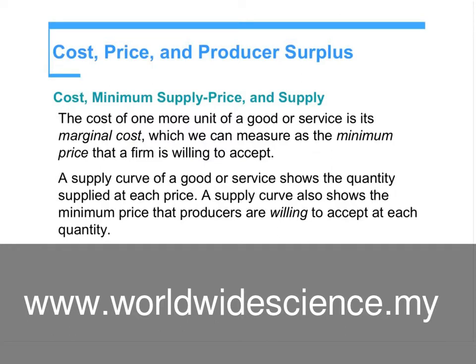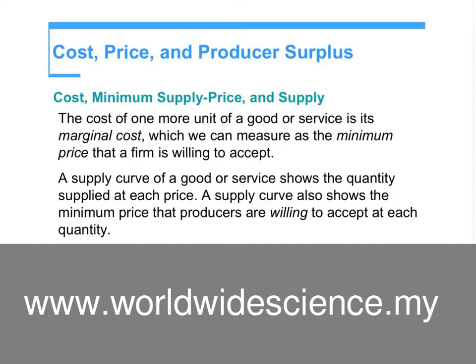A supply curve of a good or service shows the quantity supplied at each price. The supply curve also shows the minimum price the producers are willing to accept at each quantity. So a supply curve, as we discussed before, shows the quantity supplied at each price. A supply curve shows the minimum price that the producers are willing to accept at each quantity.